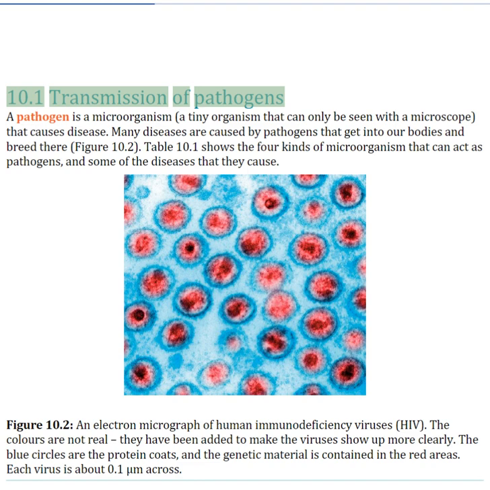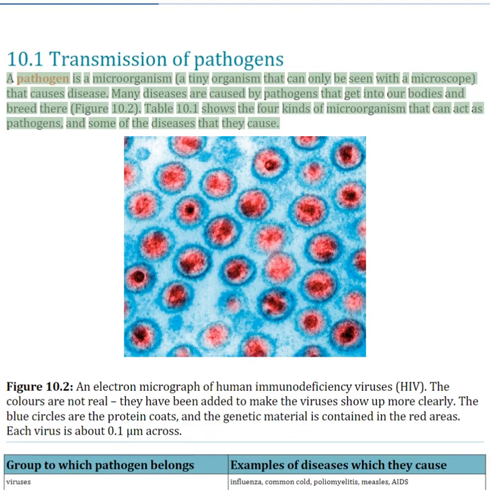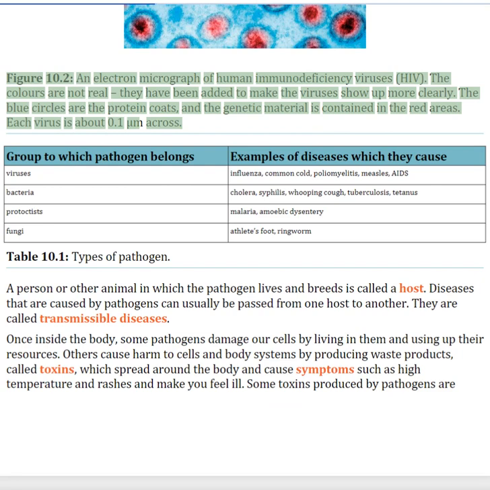10.1 Transmission of pathogens. A pathogen is a microorganism that causes disease. Many diseases are caused by pathogens that get into our bodies and breed there. Table 10.1 shows the 4 kinds of microorganism that can act as pathogens, and some of the diseases that they cause. Figure 10.2, an electron micrograph of human immunodeficiency viruses.